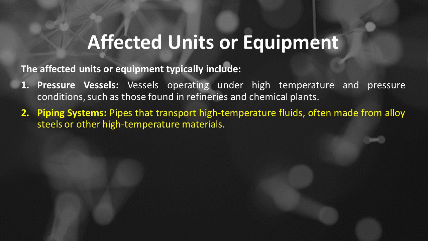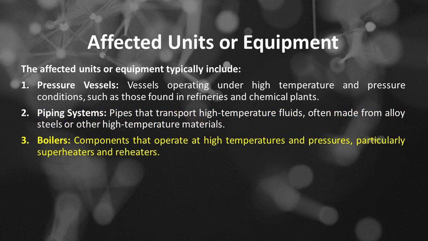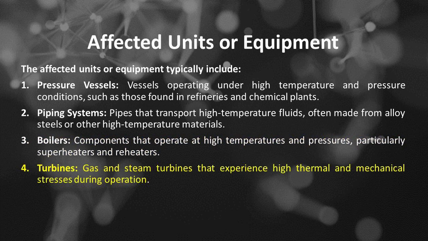Number 2 is piping systems. Pipes that transport high-temperature fluids, often made from alloy steels or other high-temperature materials. Number 3 is boilers. Components that operate at high temperatures and pressures, particularly superheaters and reheaters. Number 4 is turbines. Gas and steam turbines that experience high thermal and mechanical stresses during operation.